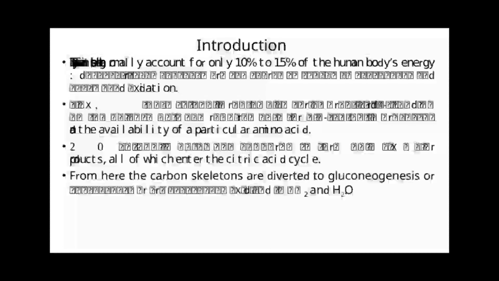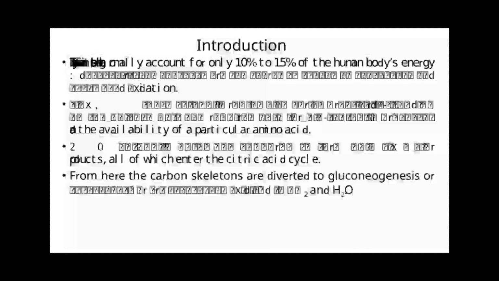Interestingly, despite there being 20 different amino acids with their own specific pathways, all of these catabolic routes converge into just 6 major products. These products then enter the citric acid cycle, which is central to energy production. From this point, the carbon skeletons of amino acids can be diverted into different metabolic pathways, either towards glucogenesis to produce glucose, ketogenesis to generate ketone bodies, or they can be fully oxidized to carbon dioxide and water for energy.